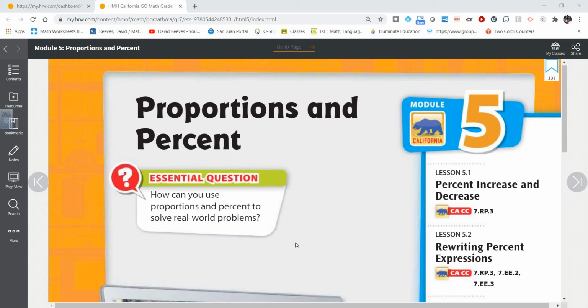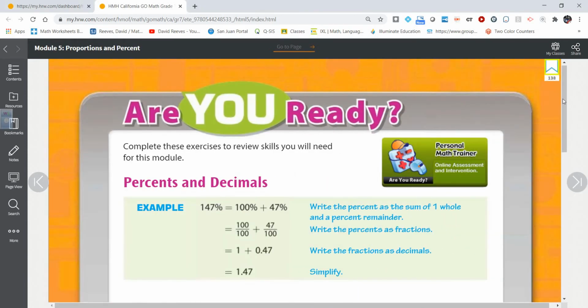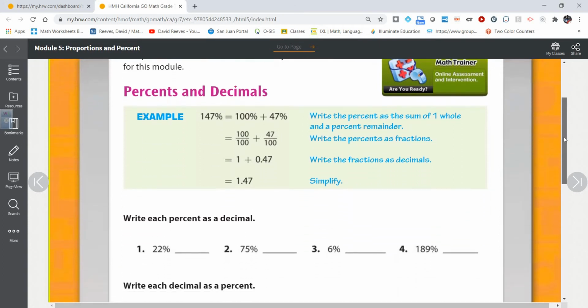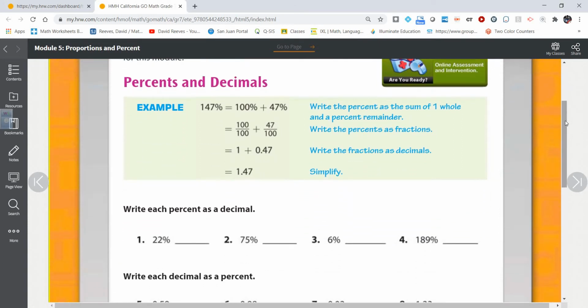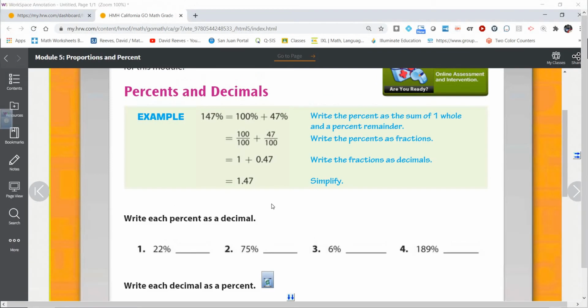We are moving into Module 5, Proportions and Percents. Today we're going to be working on the Are You Ready assignment, which is on page 138 in your textbook, doing some review and practice with percentages. Let's start right here at the first part of this assignment, where they are asking us to convert from a percent to a decimal.